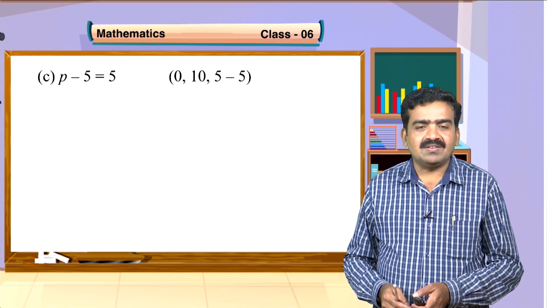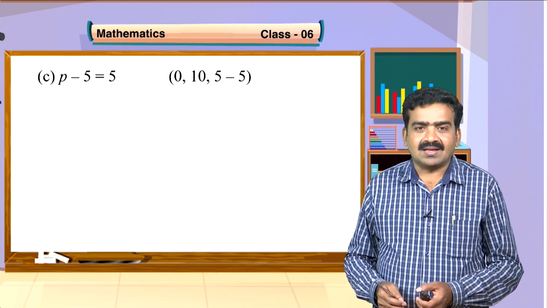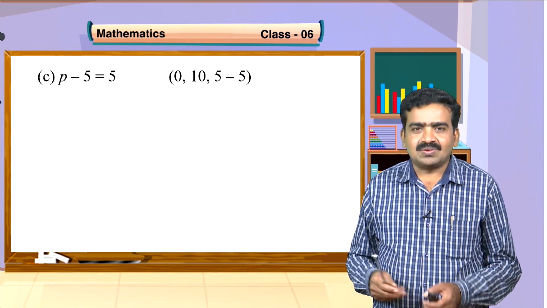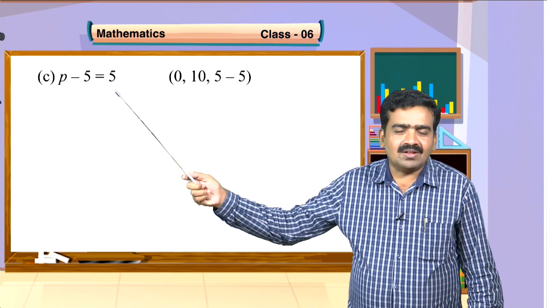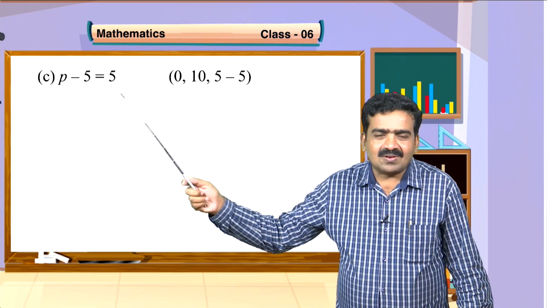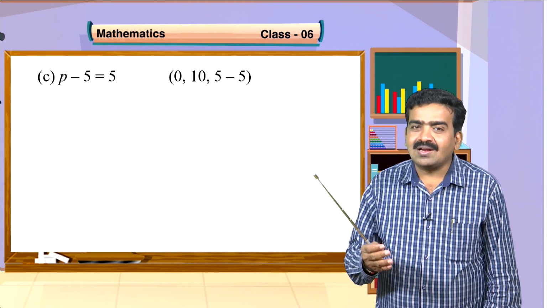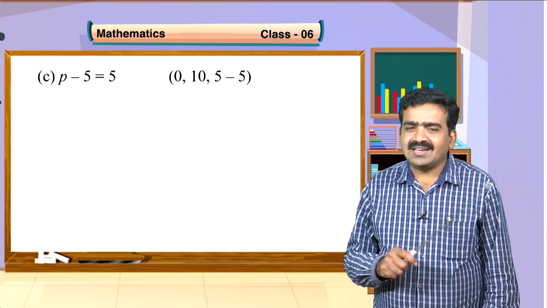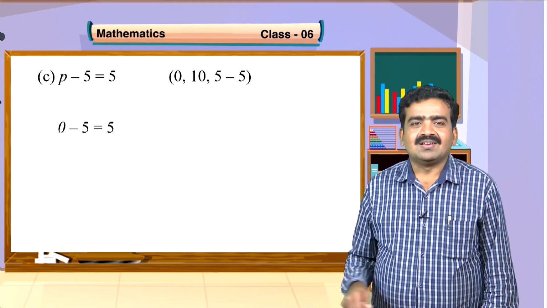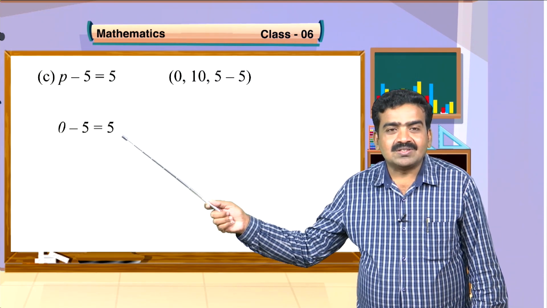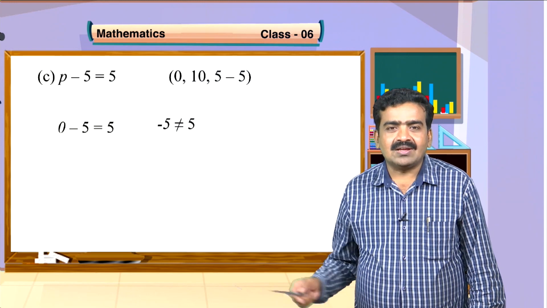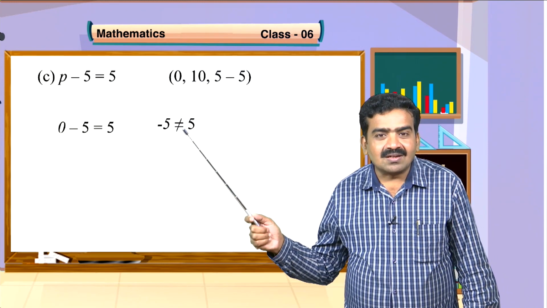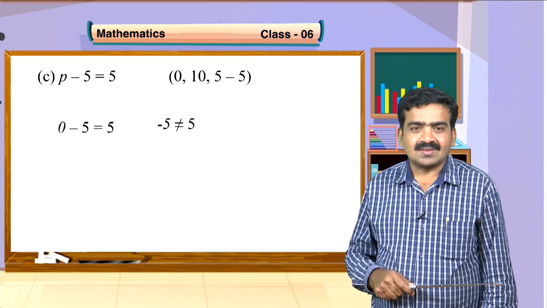P minus 5 is equal to 5. Here also substitute the 4 different values given in the question and verify whether LHS is equal to RHS. I hope you are all doing along with me. Take 0. What will we get? You will get 0 minus 5 is equal to 5. What is 0 minus 5? It is minus 5 only. Minus 5 is not equal to plus 5.